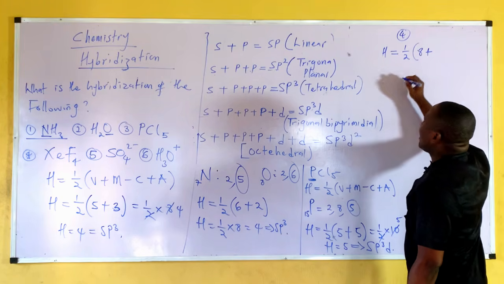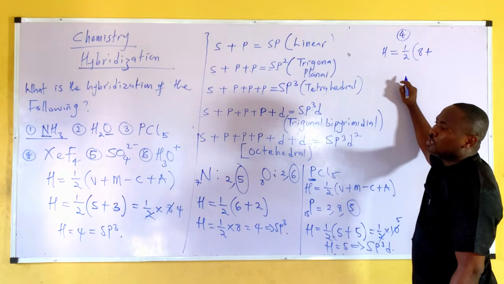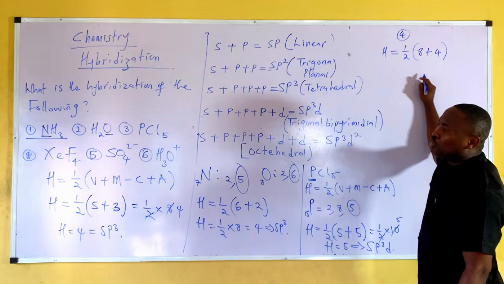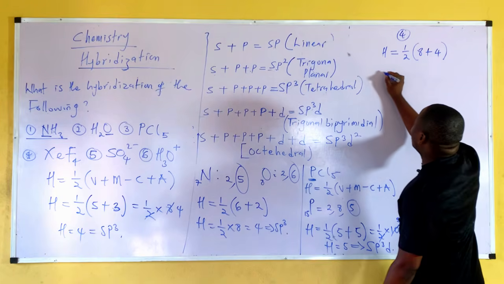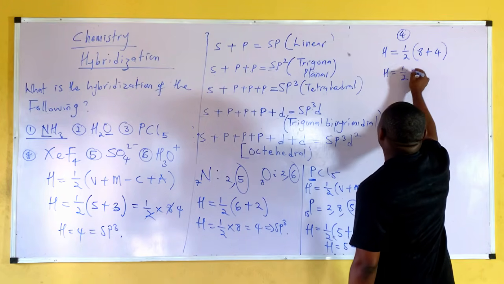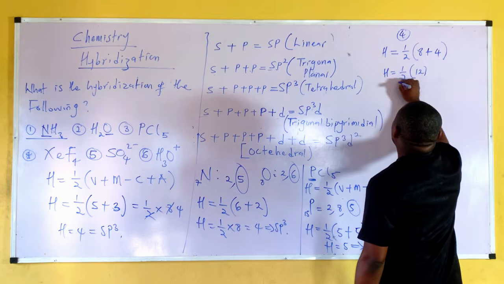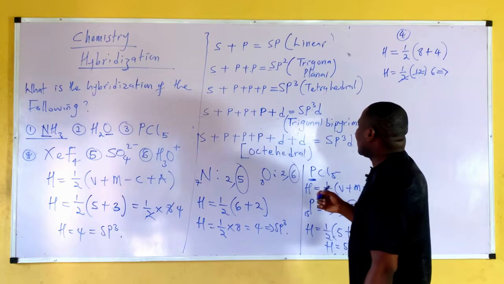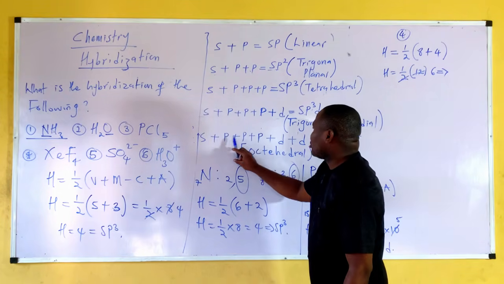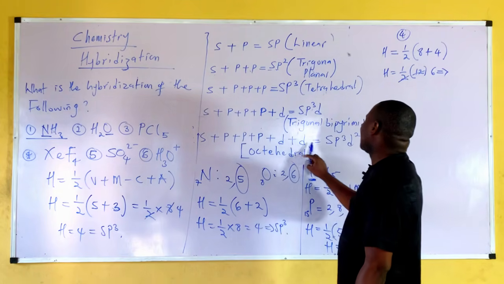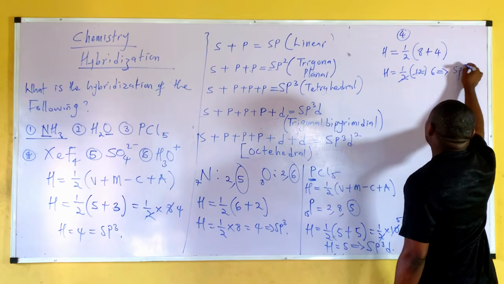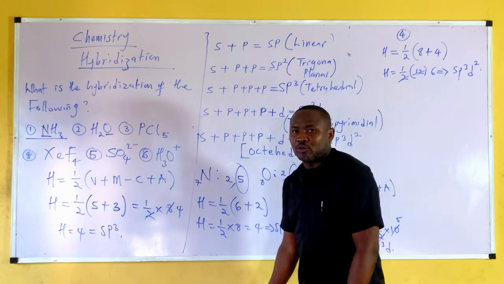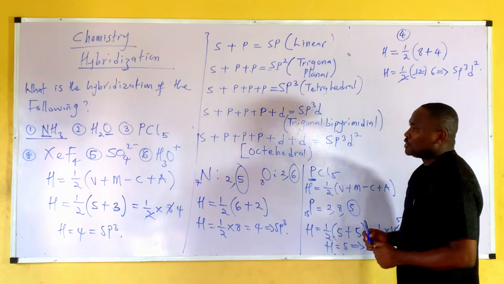Now, plus, how many fluorine do you have attached to xenon? It's 4. So it's 8 plus 4. There is no cation, no anion. So that becomes H equals 1 over 2, open bracket, 12. So that becomes 6. So if hybridization equals 6, what do we have? Now look at this. 1, 2, 3, 4, 5, 6. That's sp3d2. So the hybridization of xenon tetrafluoride is sp3d2.